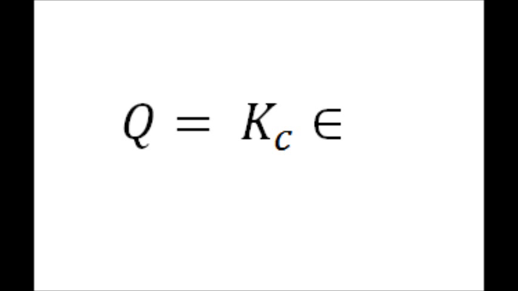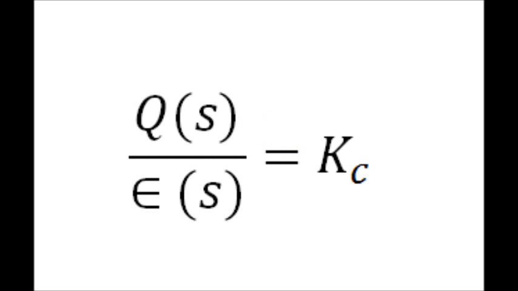From here, a Laplace transform is obtained, which is simply Q(s) equal to Kc epsilon(s). Hence, a transfer function is then obtained. We have Q(s) over epsilon(s) equal to Kc. Take note that this transfer function is only applicable when your controller is of the proportional mode.